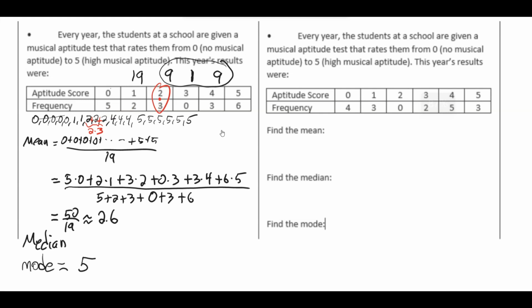We now have the mean is 2.6, the median is 2, and the mode is 5. Go ahead and pause this video while you work on the problem on the right. The answers you should get: 2.6, 3, and 4. All right, I hope this helps.